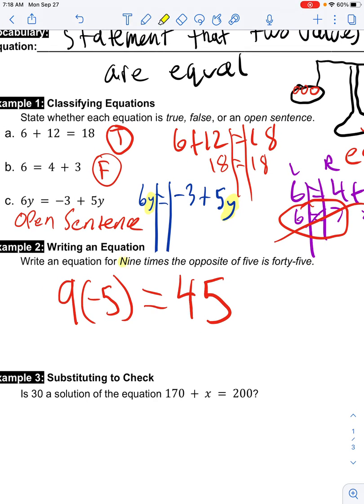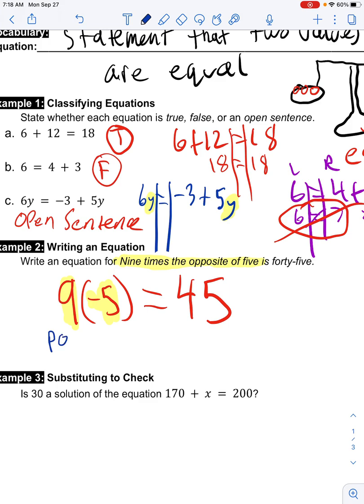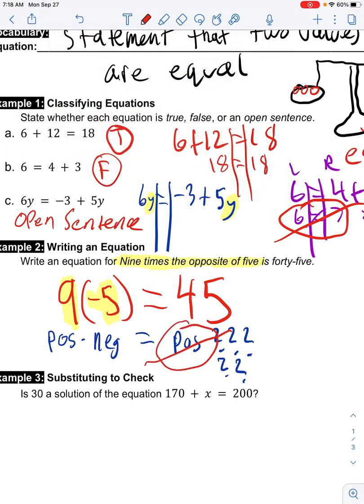Now I need to think, 9 times the opposite of 5. That's what this says. 9 times the opposite of 5 is negative 5, equals 45. Now we have to think back to our rules. What is a positive number multiplied by a negative number? Does it equal a positive number? I hope you are all screaming, no, okay? Remember, when we have one happy person in the room and one sad person in the room, they're not going to get along very well.